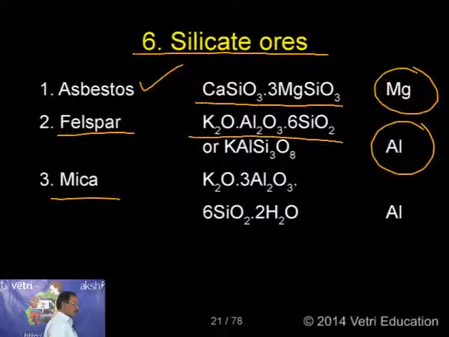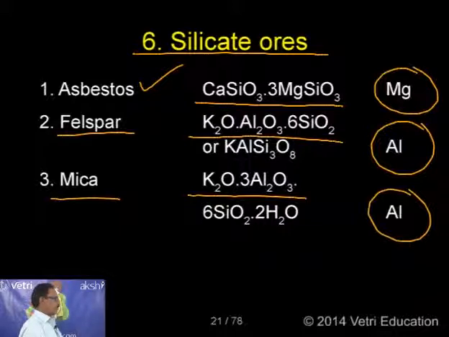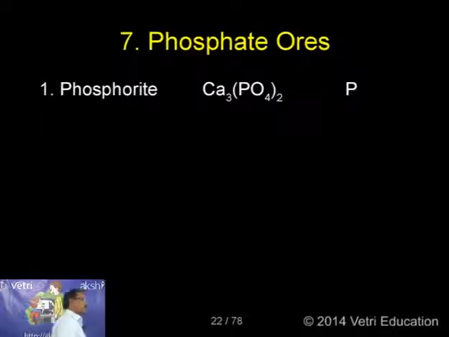Finally, under the silicate ore, mica, the molecular formula K2O.3Al2O3.6SiO2.2H2O. This is the most important. Mainly aluminum we are getting from this. So we are extracting aluminum from mica. These are the most important silicate ores I have discussed. Now let me go for the next one.